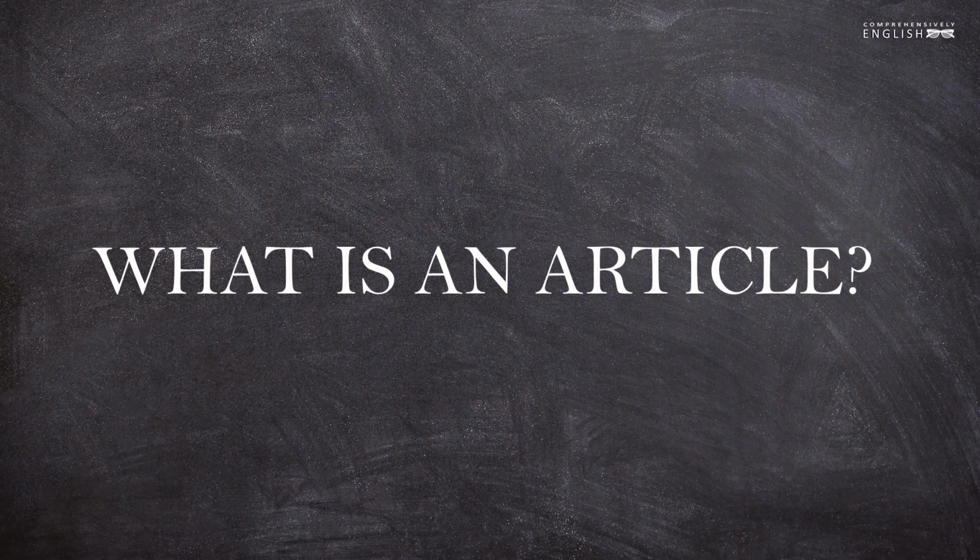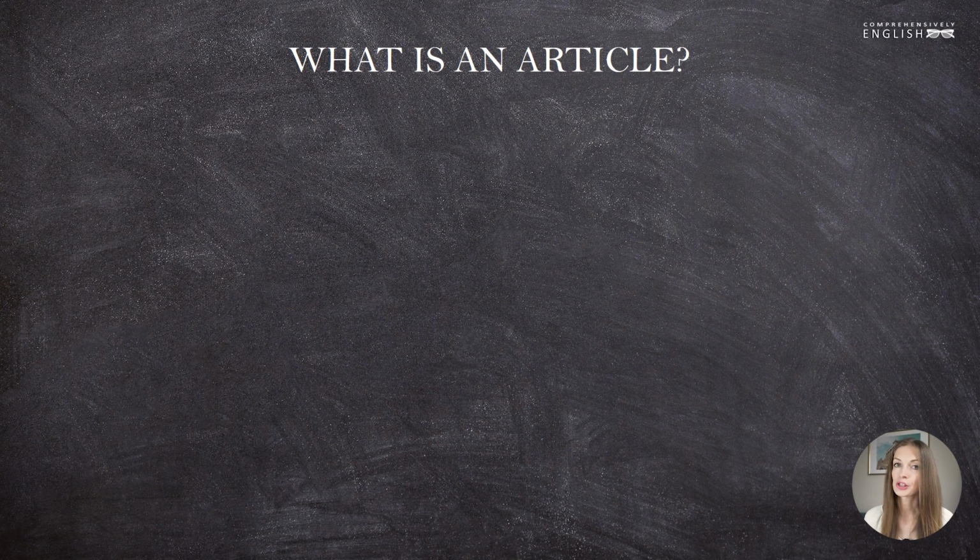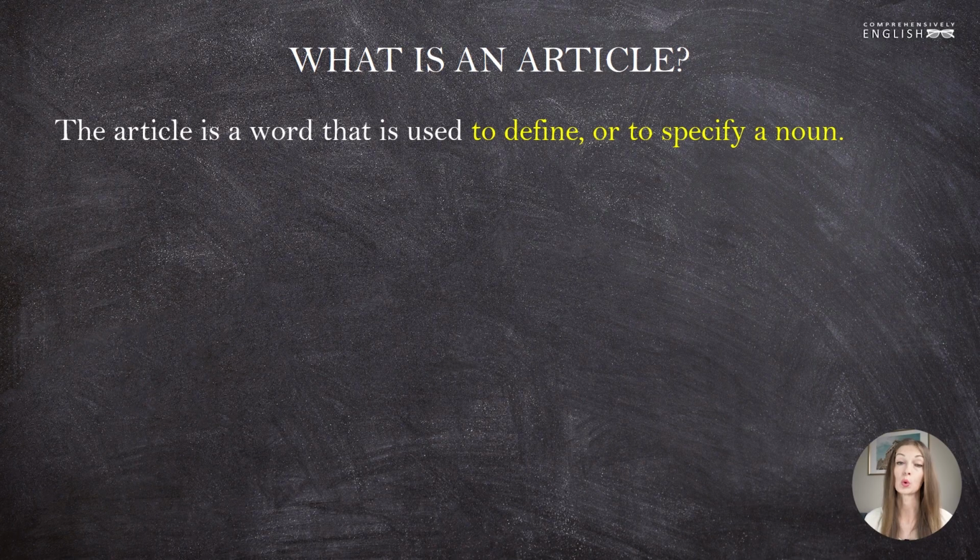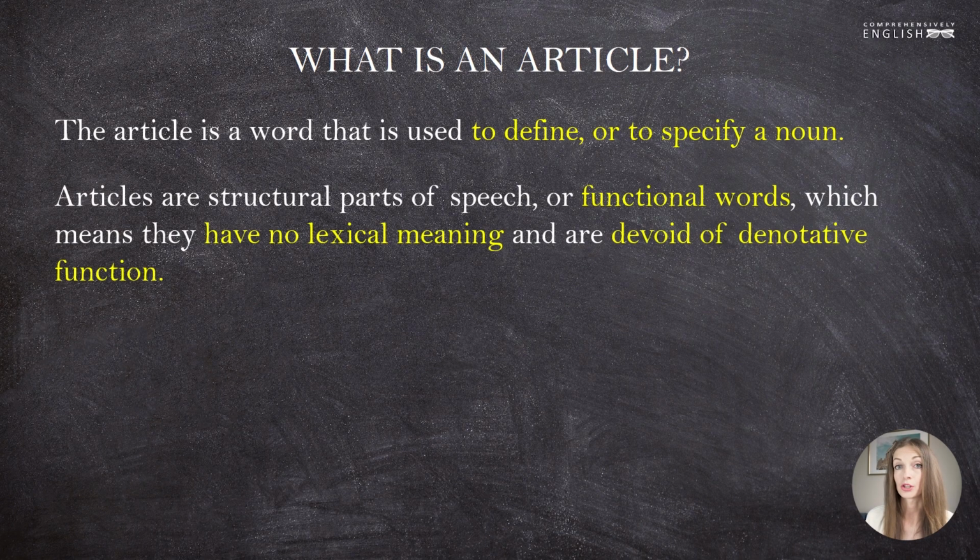What is an article? In different sources, you may read that an article is a type of adjective or a type of determiner, and these definitions are not incorrect because in different periods of history, articles were viewed as different parts of speech. I suggest that we stick to the idea that the article is a word that is used to define or to specify a noun. It is a structural part of speech, or as we also say, a functional word, which means it has no lexical meaning and is devoid of denotative function.